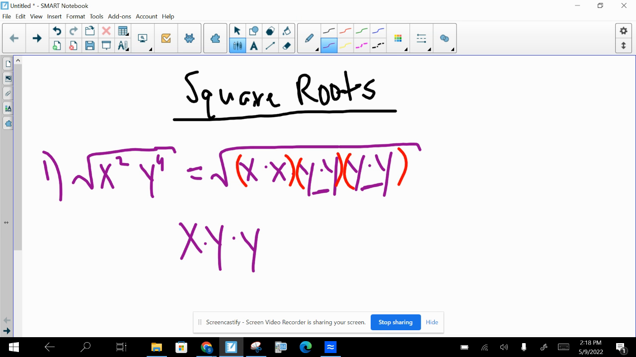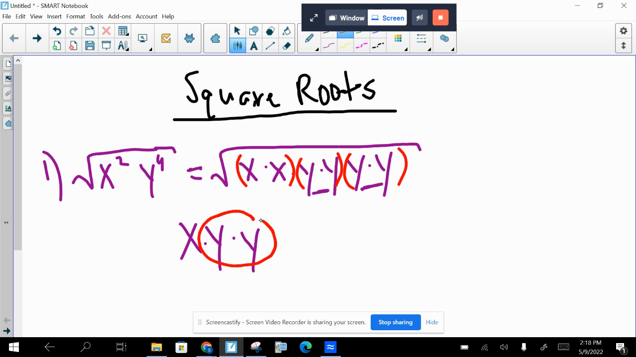Now, will there be anything left under the radical? Is there anything that didn't have a pair? No, everything had a pair. So there's nothing left under the radical anymore. Now all I need to do is recombine the 2 y's that are outside of the radical as y squared. So this will be x y squared.